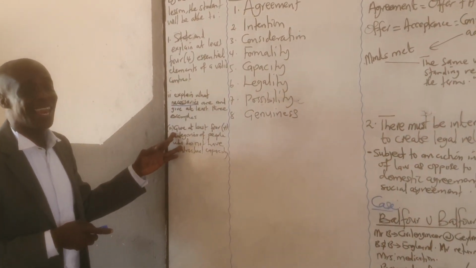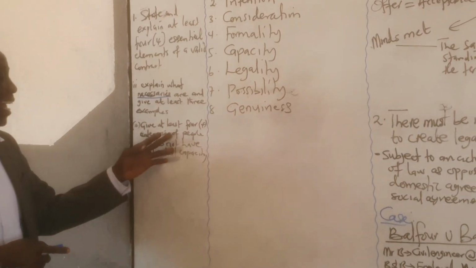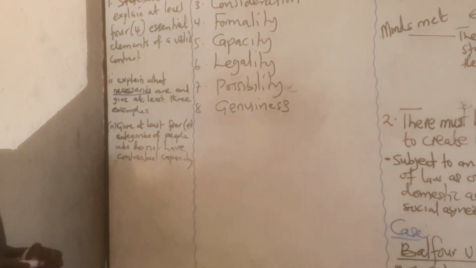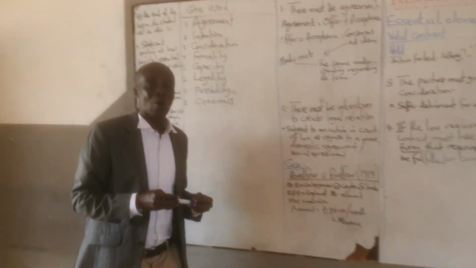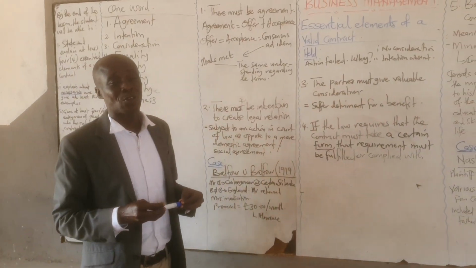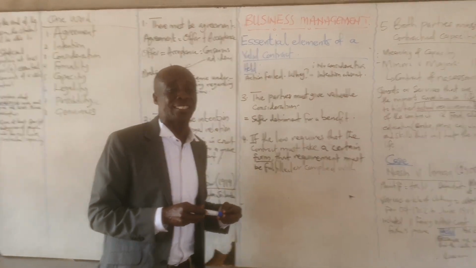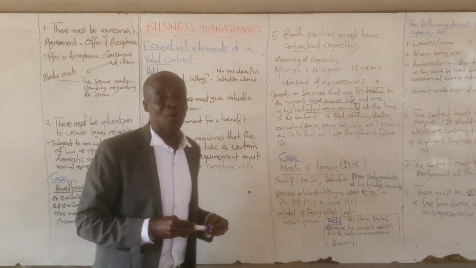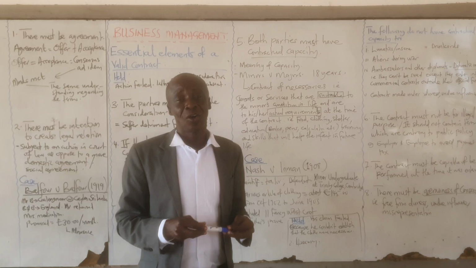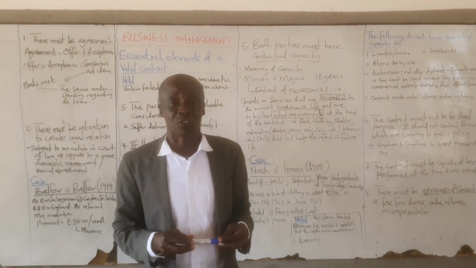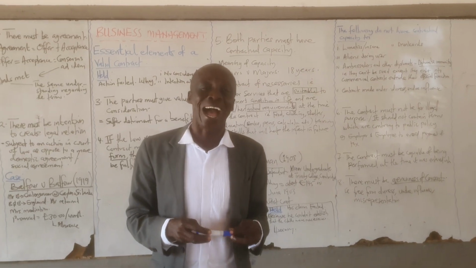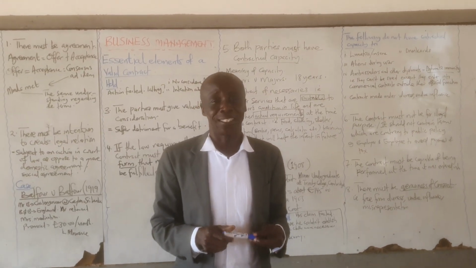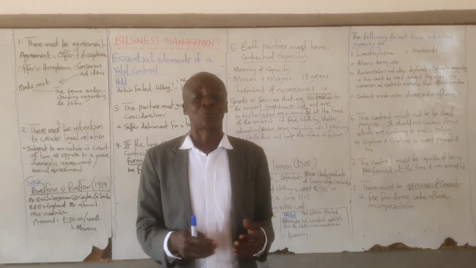The last thing is that you should be able to give at least 4 categories of people who do not have contractual capacity. One of the elements we'll be looking at is contractual capacity, or capacity. Then we will know what capacity is, or what it means when you say you must have contractual capacity, and then the people who do not have contractual capacity. So that is that.